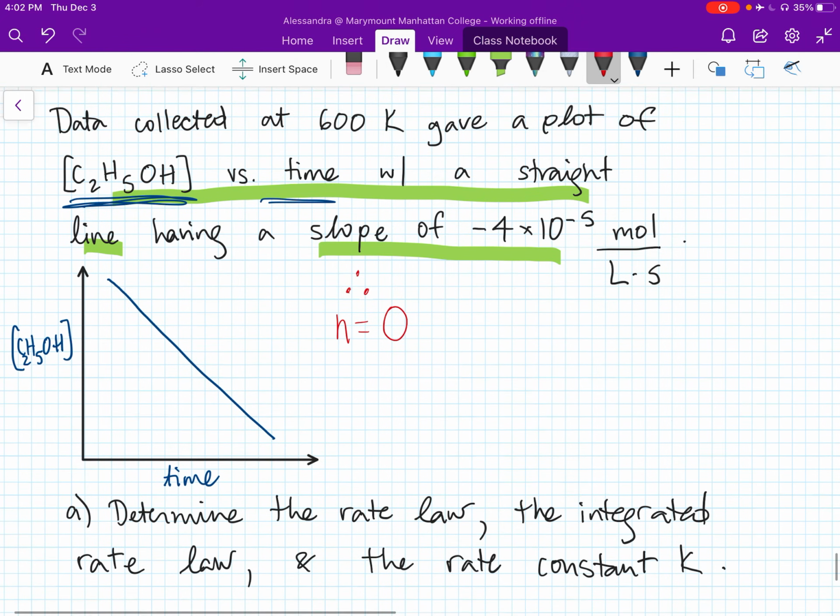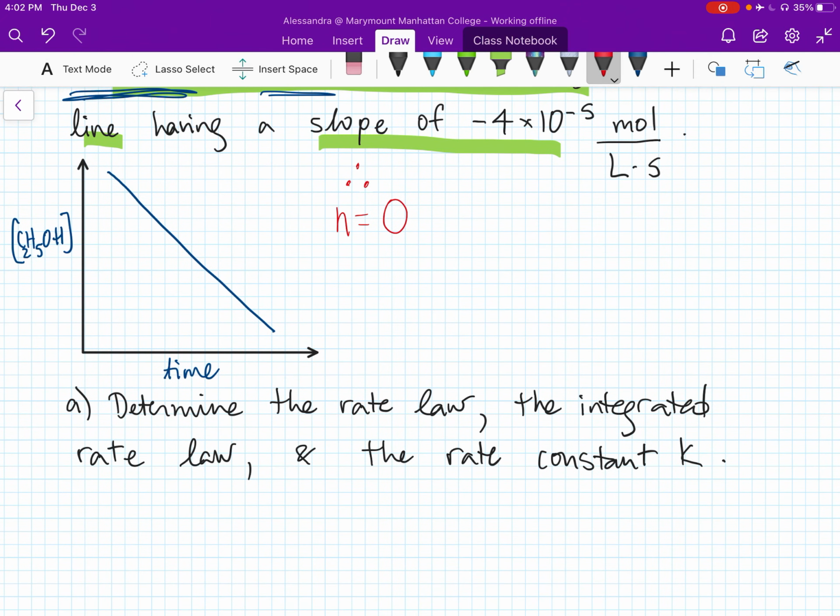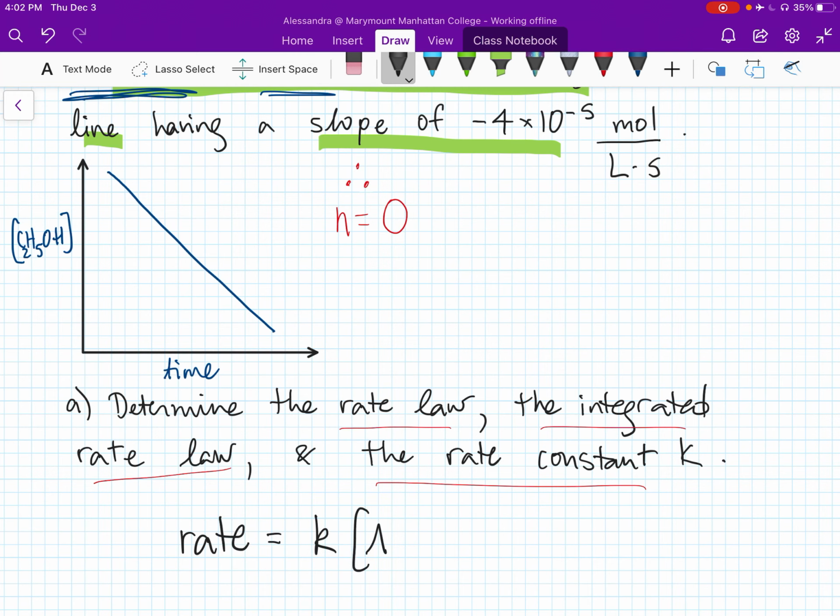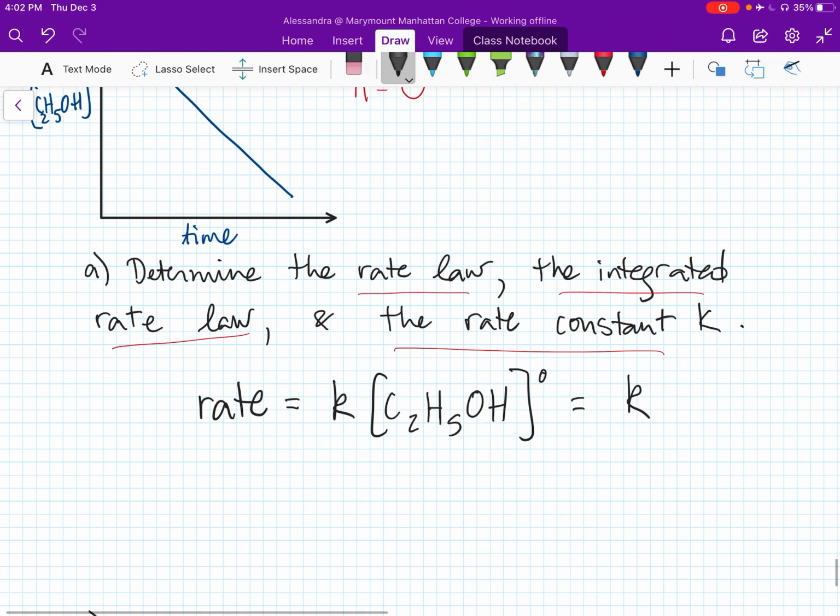So what am I asked to do? I am asked in this problem to determine the rate law, the integrated rate law, and the rate constant K. Well, that's very easy. I can just get them from the chart. If n equals 0, that means that the rate is equal to K times the concentration of the actual reactant, which is ethanol, raised to the 0th power, because n equals 0. Of course, anything raised to the 0 power is 1. So the rate law is simply that the rate equals K.